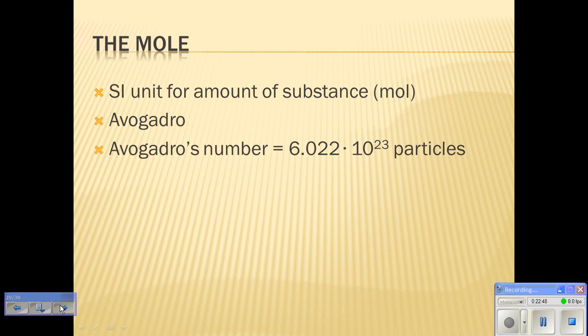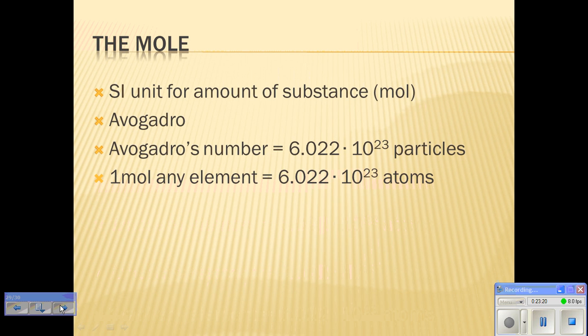In books, you may see it as 6.02, 6.023. That part might change a little bit, but it's kind of like pi, how it's really a long number. Same thing with this. There's more than just 6.022. But Avogadro's number is 6.022 times 10 to the 23 particles. So if I have 6.023 times 10 to the 23rd atoms of hydrogen, then I have 1 mole of hydrogen.